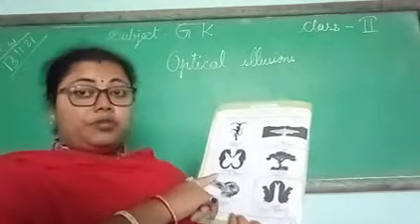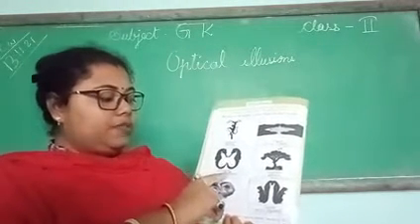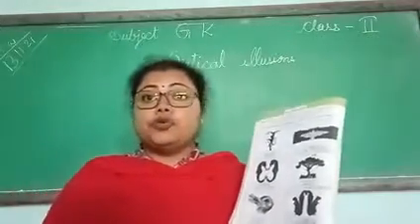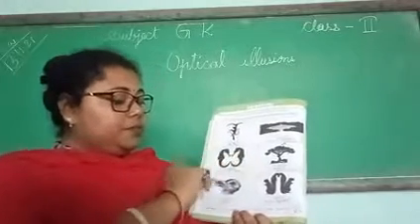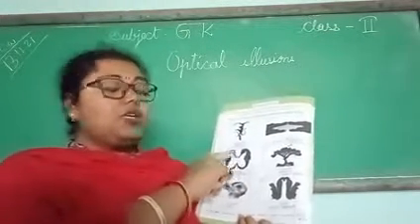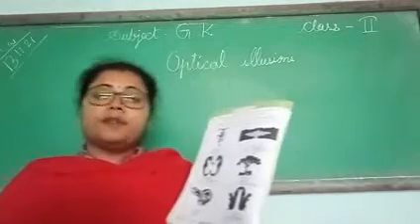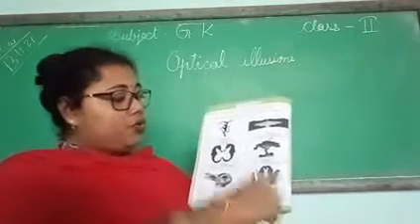See here, number 3. The white part. It is written a butterfly. This white part shows a butterfly. But see the black part. There are two seahorses. Two seahorses. It's like that. Now come to number 4.